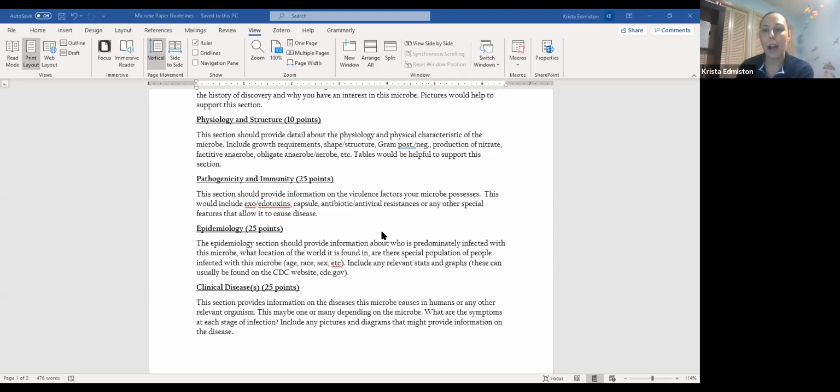Yeah, you can pull graphs, charts, any sort of information from the CDC. I would start with the CDC and the World Health Organization. I'm guessing you can find most of the information there. If you can't, there might be a society, like the American Society for Microbiology, that might have some of those statistics if they're not on there.